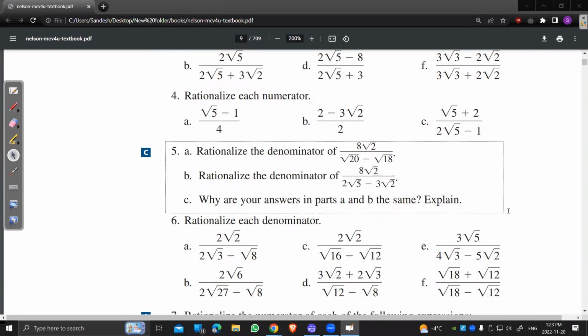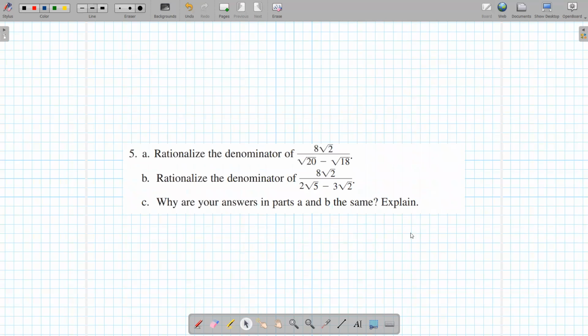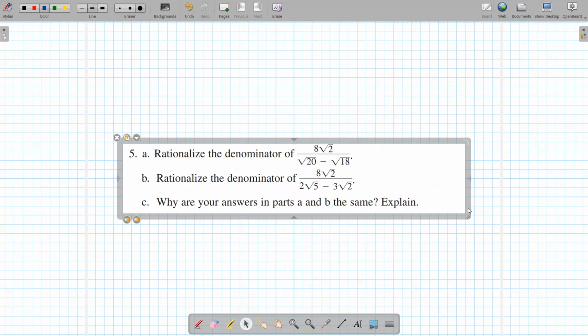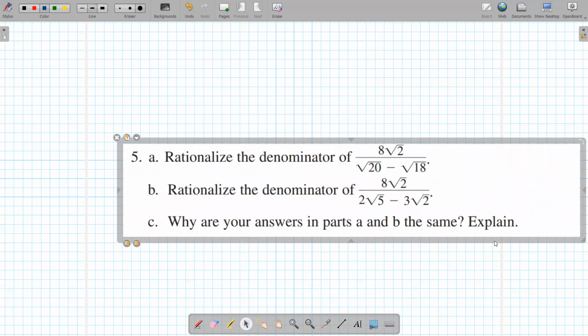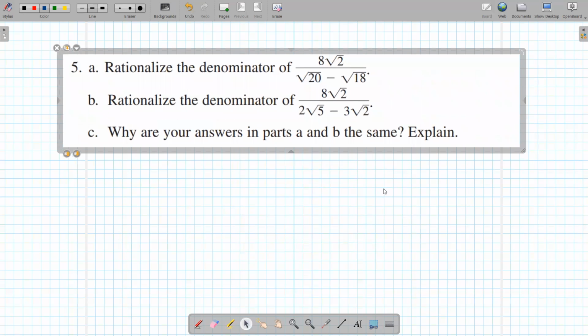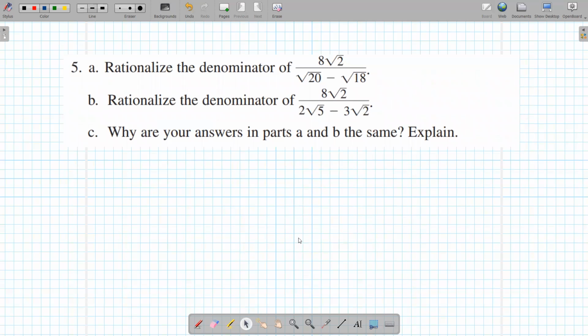Let's try doing this one. This one looks a little bit interesting. Here, look at A. It says rationalize the denominator. Ooh, so what's the conjugate in A?